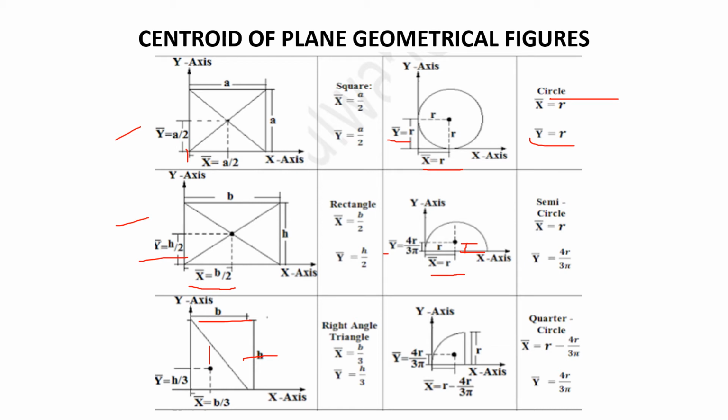Then quarter circle. For a quarter circle, the centroid is here and this is the center of the circle. So for quarter circle, x bar is nothing but radius minus 4r upon 3 pi, as this gap is 4r upon 3 pi. So total r minus 4r upon 3 pi. And for y bar it is the same, 4r upon 3 pi, same as semicircle. This we have to remember for solving the numerical.